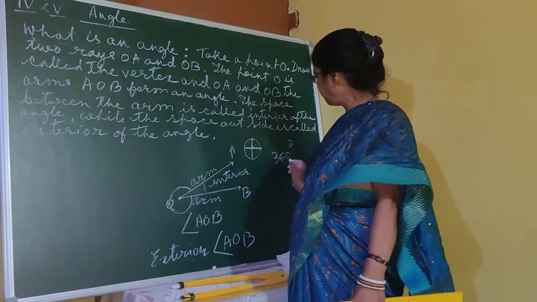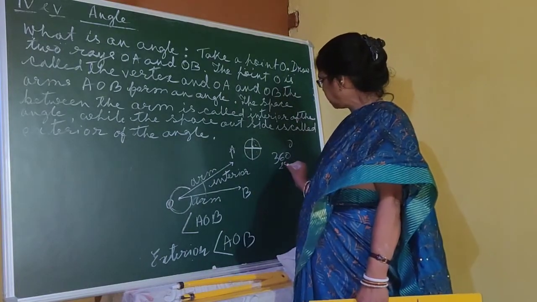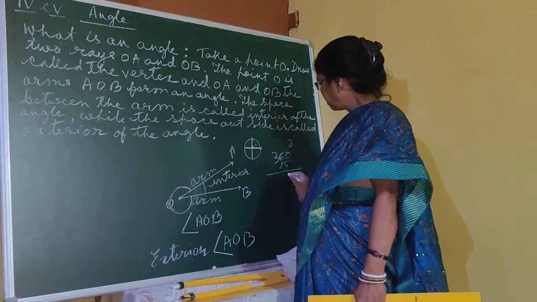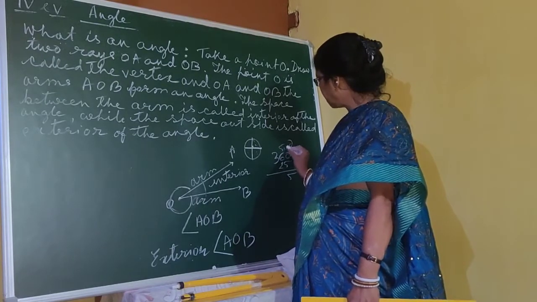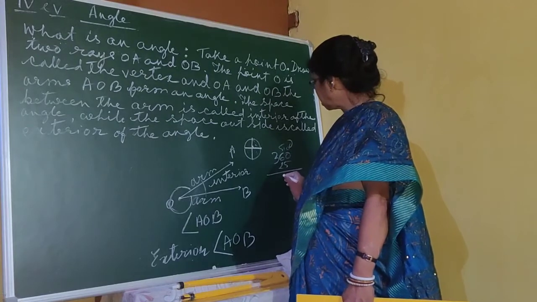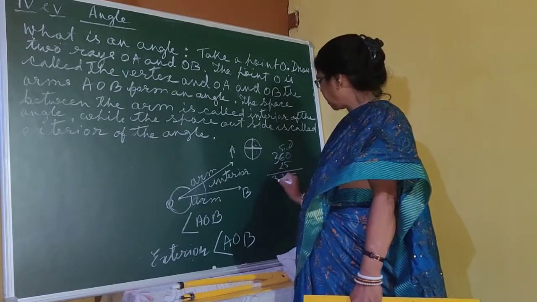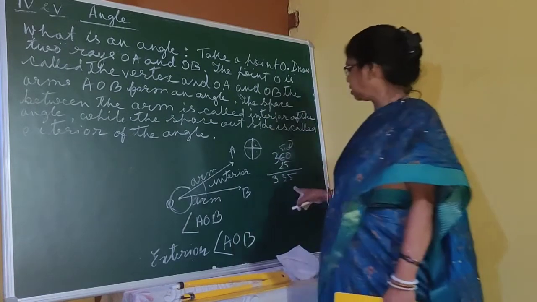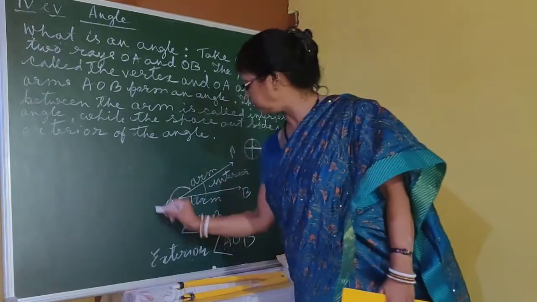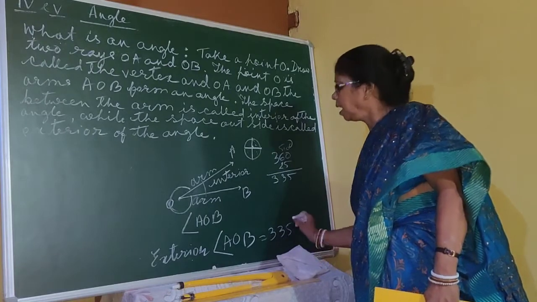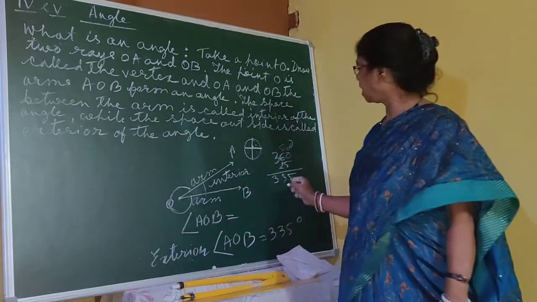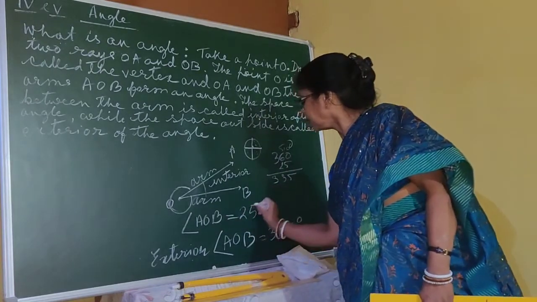25 degrees. Then if it is 25 degrees, then 360 minus 25 is 335 degrees. Then the exterior angle will be 335 degrees and the interior angle will be 25 degrees.